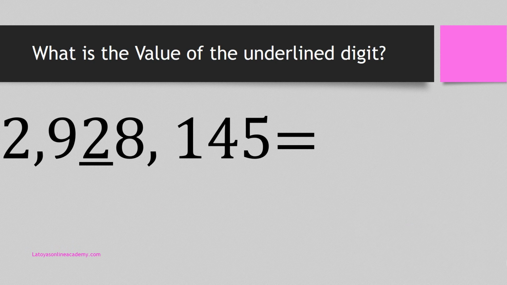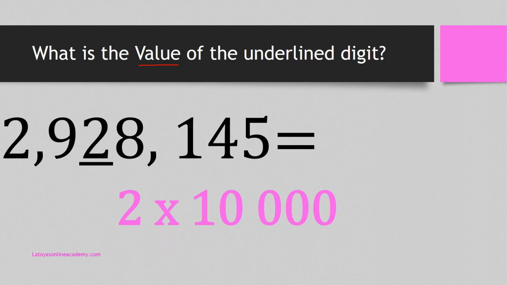What is the value of the underlying digit? Now it's asking a next question, not place value but value. So we have to give the number. Alright, so it's in the 10,000s column. So it's 2 10,000s, which is going to give us 20,000. This is the value of the underlying digit in this number.